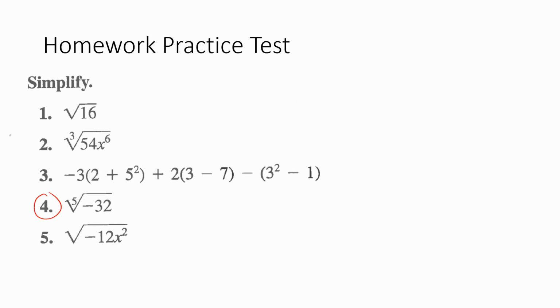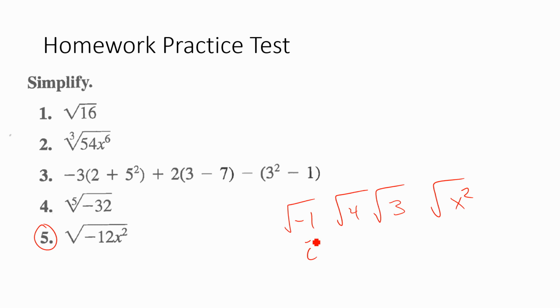Or the fifth root of negative 32, negative 2 to the 5th equals negative 32. So the answer here is just negative 2. And the square root of negative 12x squared, we can split this up into the square root of negative 1, the square root of 4, the square root of 3, and the square root of x squared. This turns into i, that turns into 2, that stays the square root of 3, this turns into x. So we would have 2ix times the square root of 3.